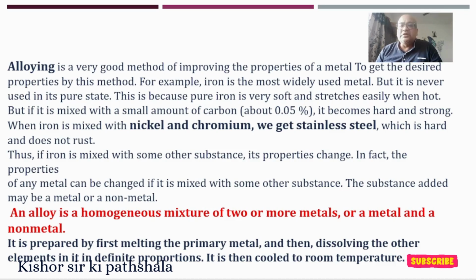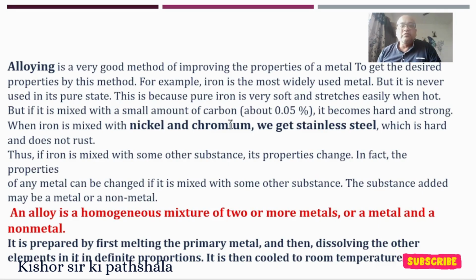For example, iron is the most widely used metal, but it is never used in pure form. Why? Because pure iron is very soft and stretches easily when it is hot. But if it is mixed with a small amount of carbon, around 0.05%, it becomes hard and strong. That's the reason we add 0.05% of carbon to it.